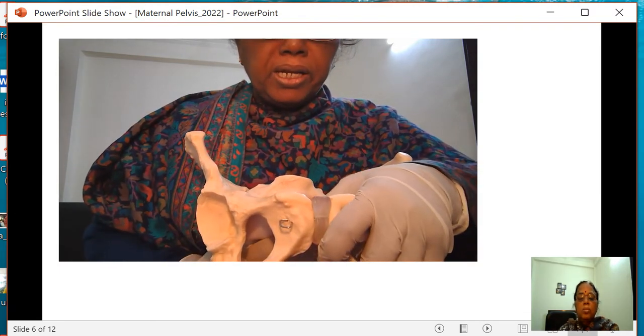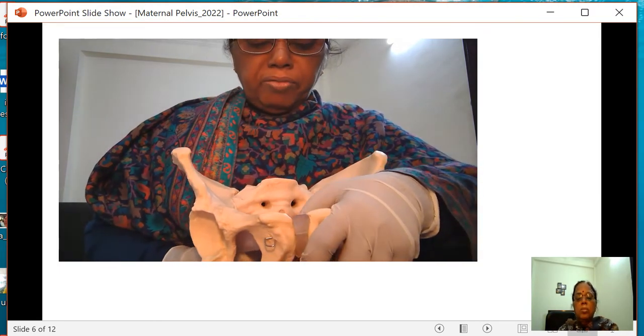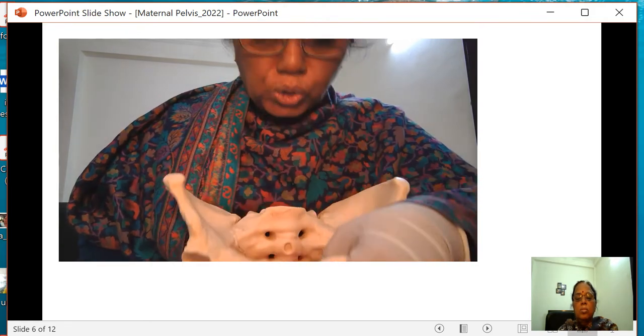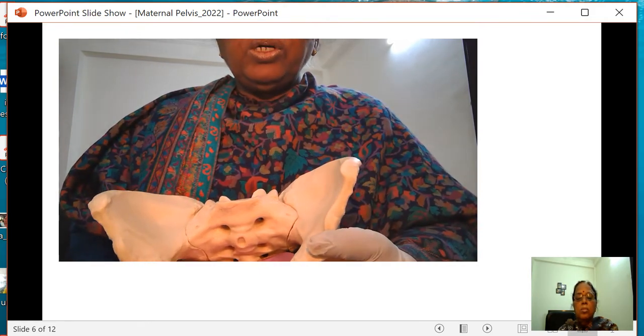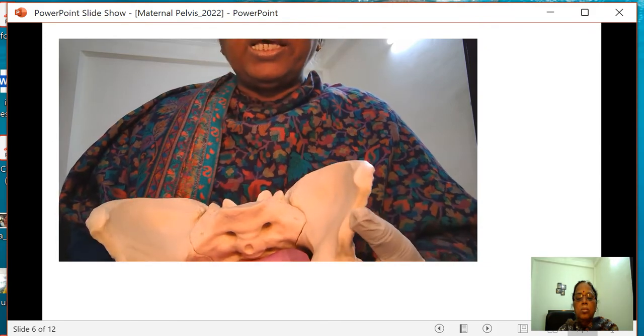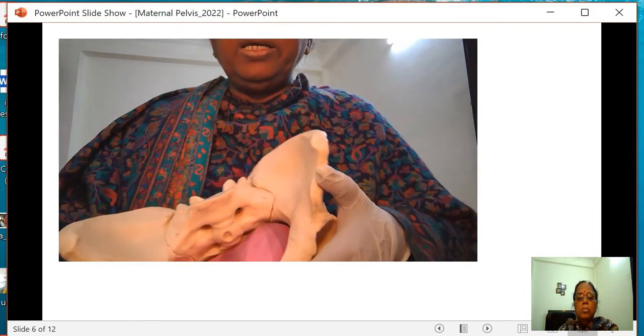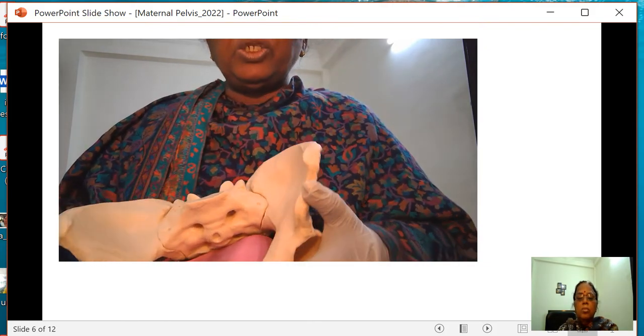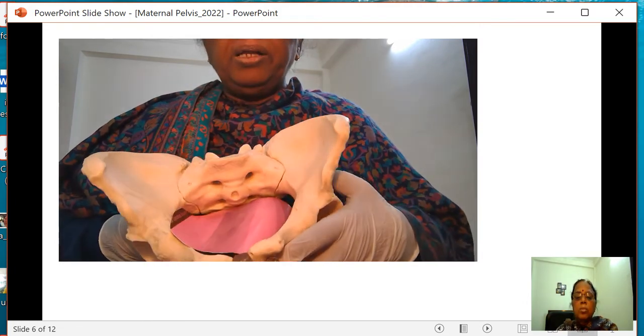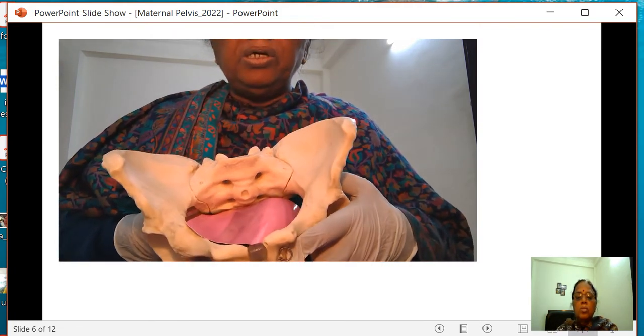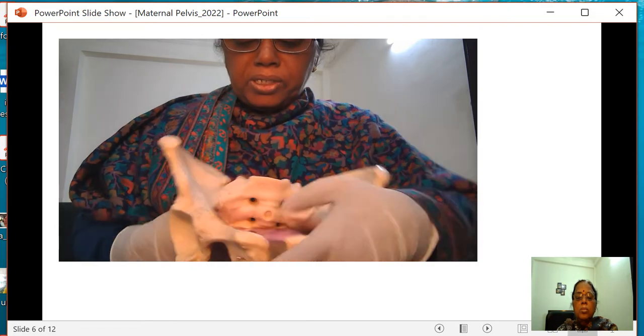This will be at the level where the pink part you can see. So at the junction of the second and third sacral vertebra, laterally it is touching the acetabular part of the bone, and anteriorly the posterior part of the pubic symphysis.